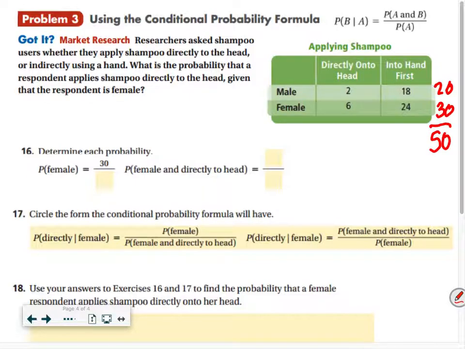What's the total of people that apply shampoo directly onto their head? And what is the total of people that put it in their hand first?